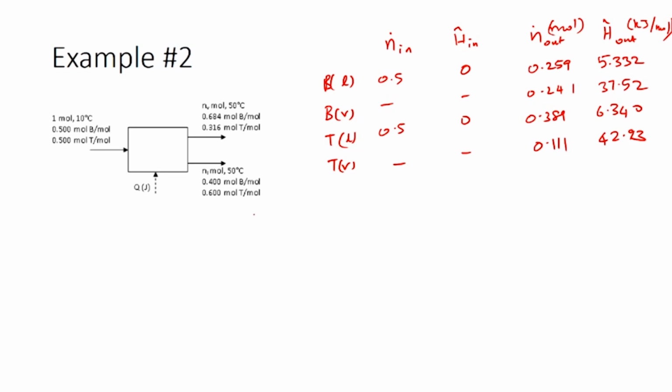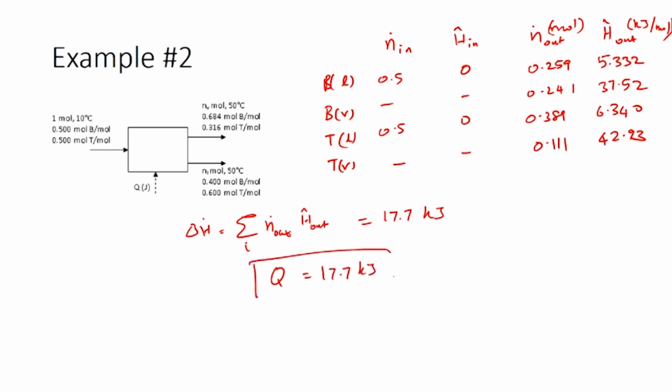Once this table is complete, we can calculate the ΔḢ value. Here it would simply be the sum of ṅ out times Ĥ out. You do not have any inlet enthalpies because we have identified them to be 0. So, this value can be calculated as 17.7 kilojoules. So, you would have Q equals 17.7 kilojoules. So, the heat that needs to be supplied for this process to happen is 17.7 kilojoules with the basis of 1 mole of equimolar benzene-toluene mixture entering into the system.